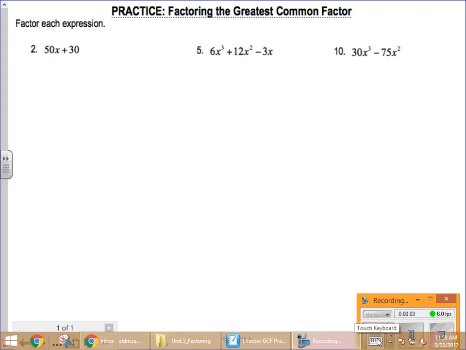Attached is the Algebra 1 Summer School, Unit 5, Lesson 1, Practice 1 partial video. All right, so this is the first practice that was attached to your notes for factoring by GCF. I'm only going to do problems 2, 5, and 10.